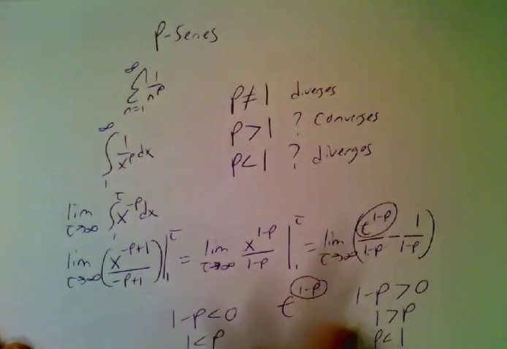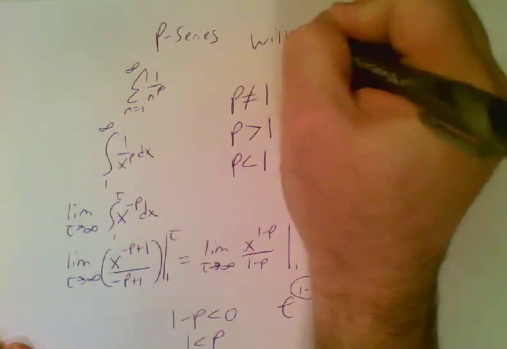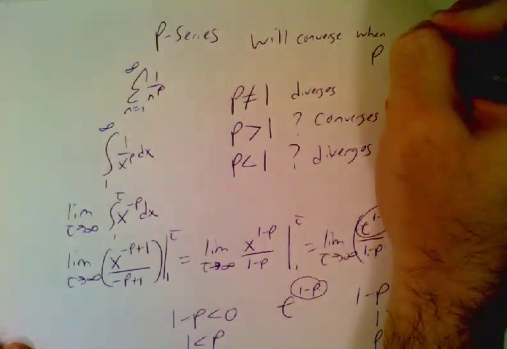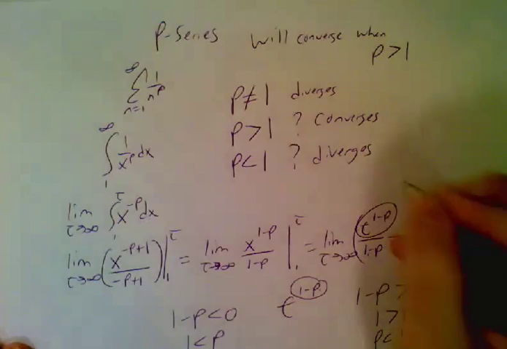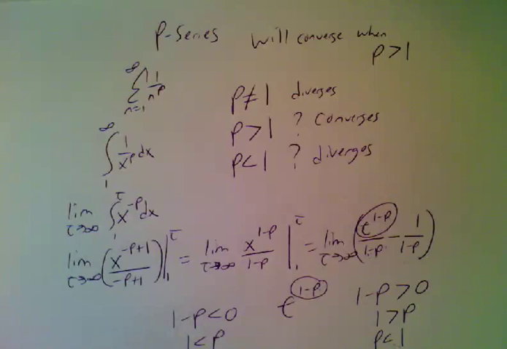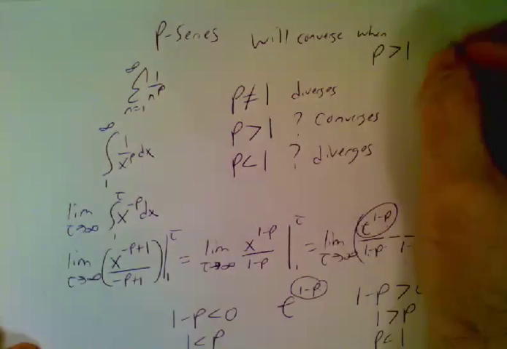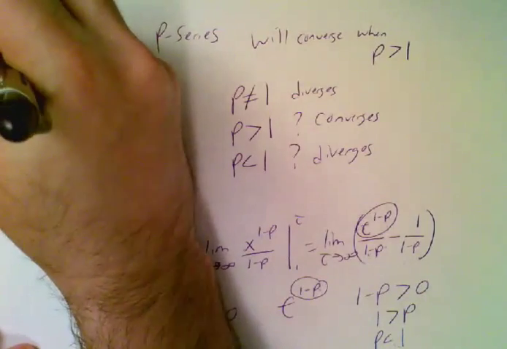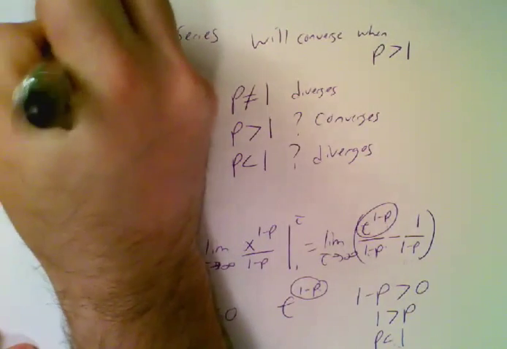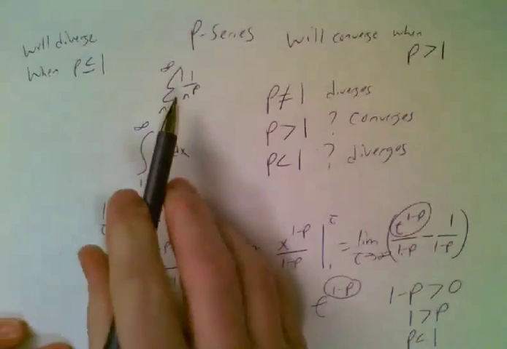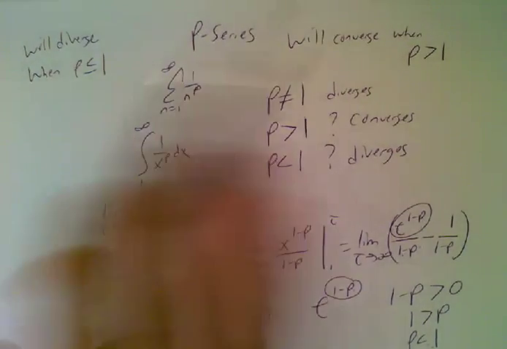So my p-series will converge when p is greater than 1. And obviously the p-series will diverge when p is less than or equal to 1. Again, if it equaled 1, we have our harmonic series, so that's like a no-brainer.